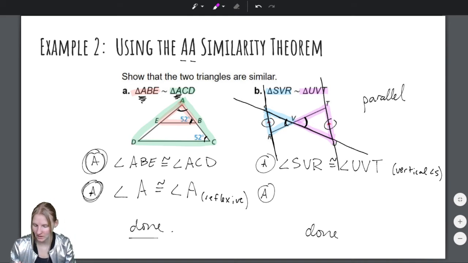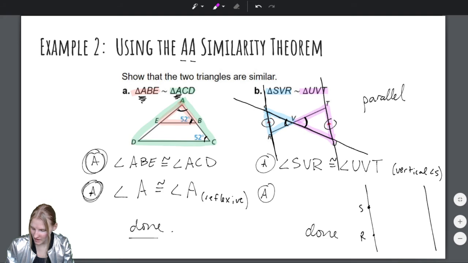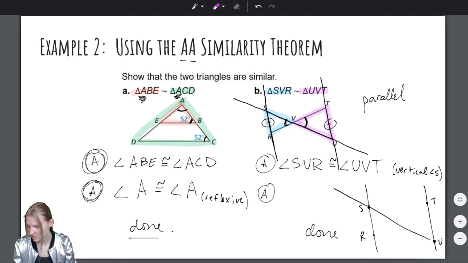And in fact, I kind of want to do this in a different color because this is getting messy. Let me redraw this over here. I have S, I have R, I have T, and I have U. And then I have side SU going through the middle of it.